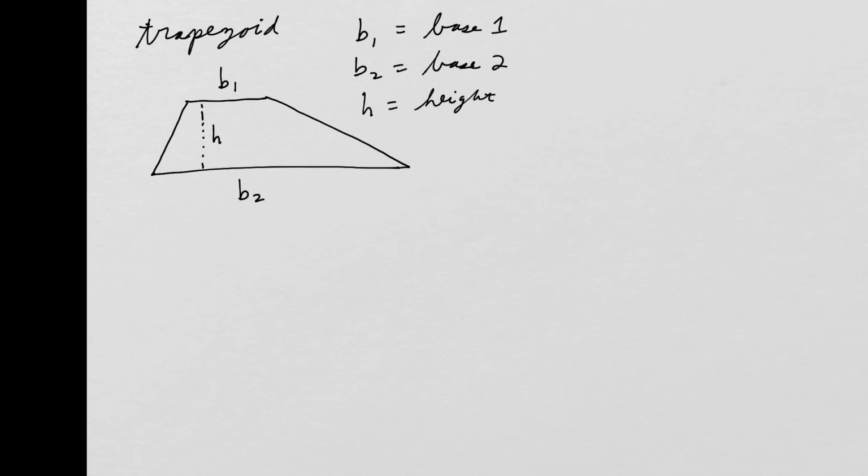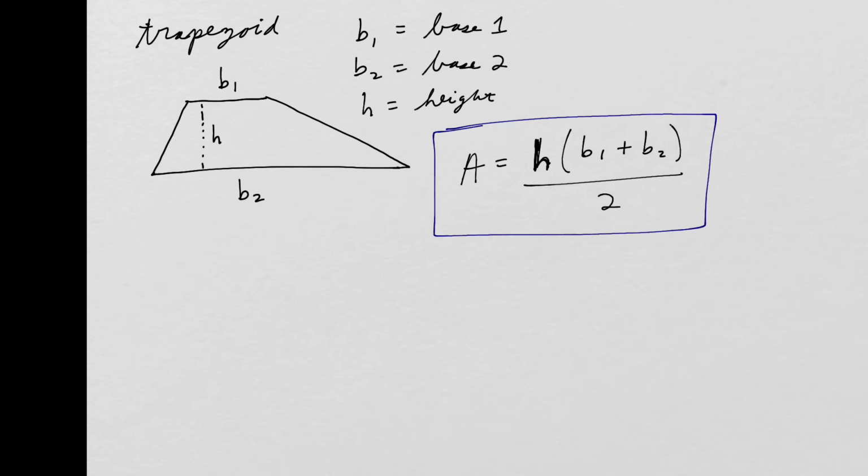So the formula for the area of a trapezoid is the height times the sum of the bases. So I have to put that in parentheses: B1 plus B2, all divided by 2. Or you could say 1/2 times the height times the sum of the bases. So let me box that. It's the height times the sum of the bases divided by 2. And the only other figure I want to look at for area is a circle.